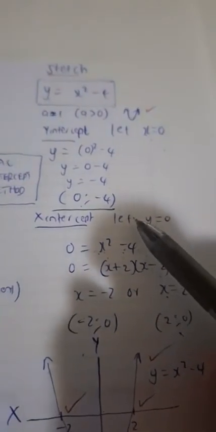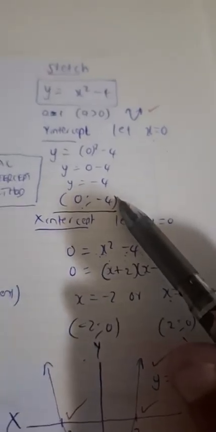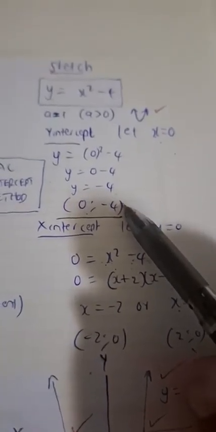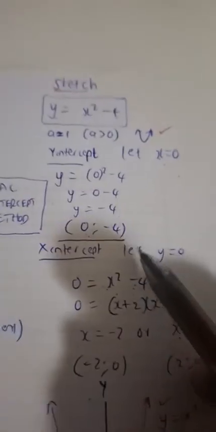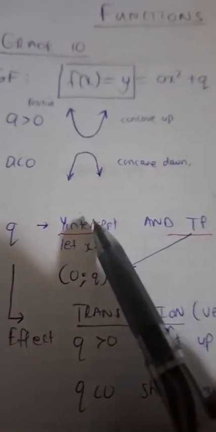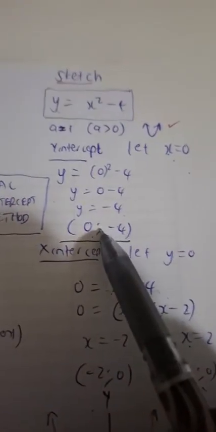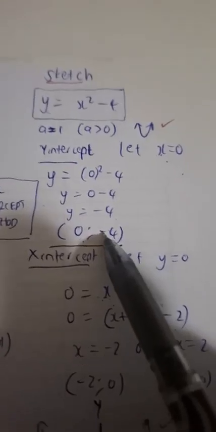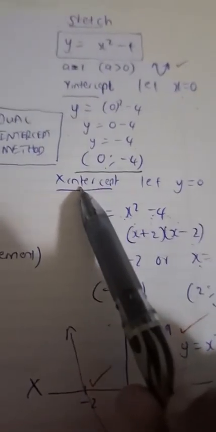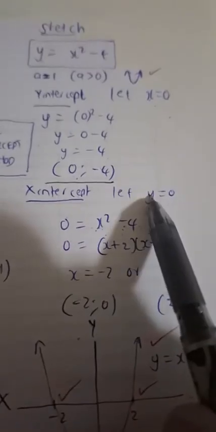Okay, so those are our coordinates, and that's very important. These are our coordinates for the y-intercept. It is also our turning point, because remember we established that the y-intercept is also the turning point for our grade 10 quadratic function. Okay, then after that we use y is equal to 0.